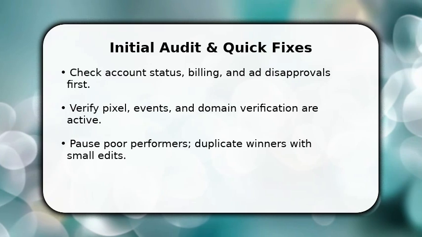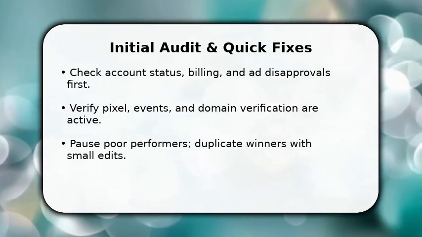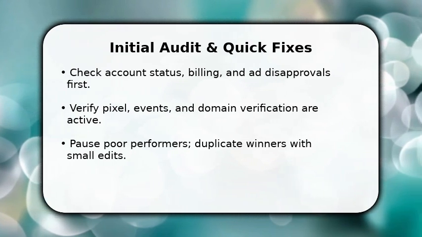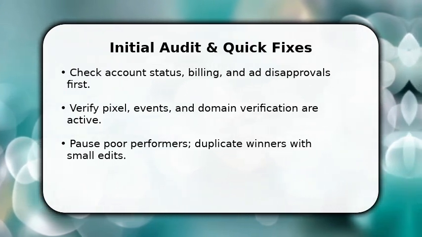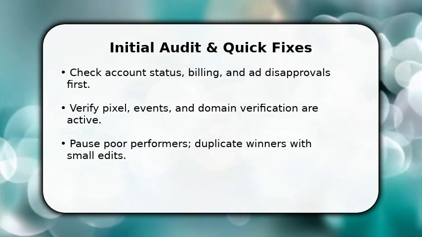You start by auditing core prerequisites. Confirm billing, account health, and any disapprovals so you can act immediately. Next, validate the pixel and event firing. If events miss, you'll lose optimization data.